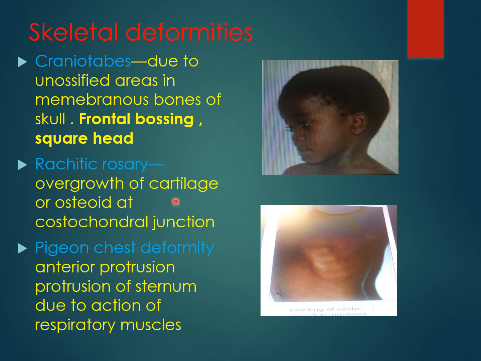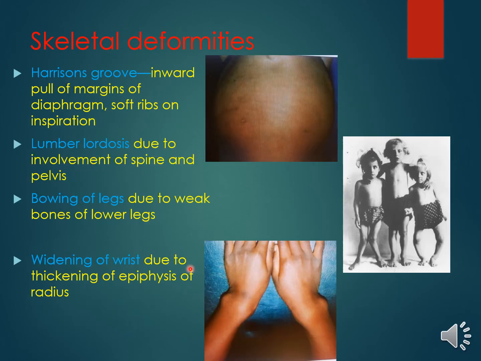Then rickety rosary: in the costochondral junction, there is excessive laying down of osteoid, so they will be in the form of blebs, you can see over here. Pigeon chest deformity is actually protrusion of the anterior part of the sternum because of the defective action of the respiratory muscles. Harrison's sulcus or groove: there is inward pulling of the margins of diaphragm because of the soft ribs on inspiration.